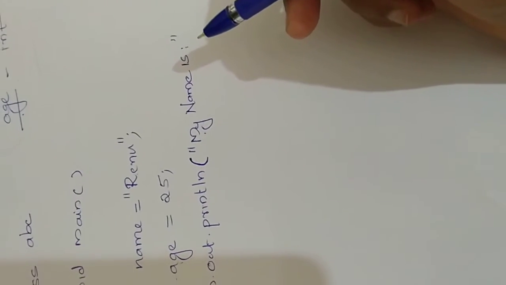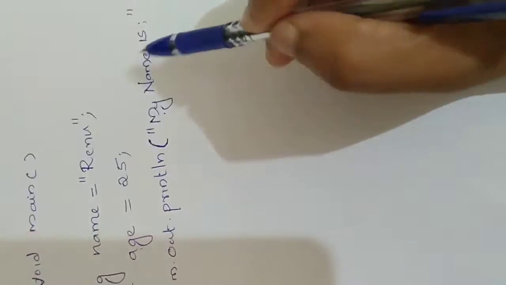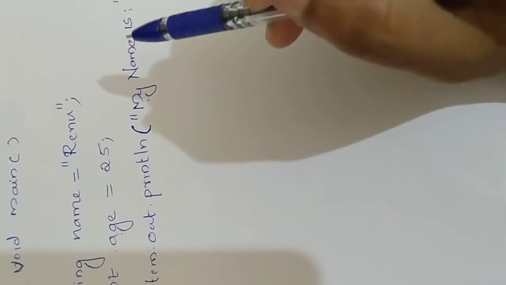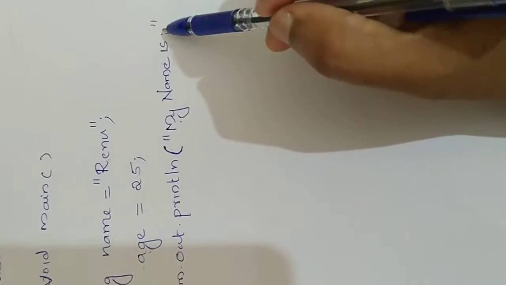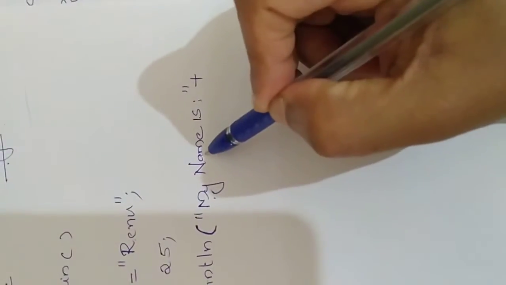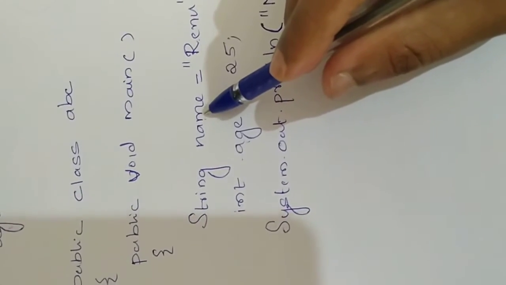To print anything as it is, you have to put it in double quotes inside System.out.println, not anywhere. Now I want to print, plus is used for concatenation, that is, combine this with my variable name. I want to print the value of the variable name. So I will put name here, and I will close the parenthesis, and semicolon.